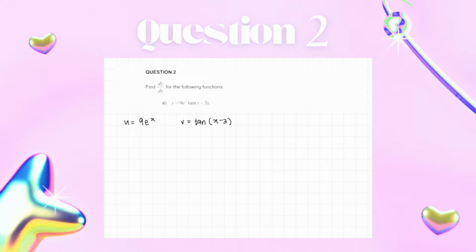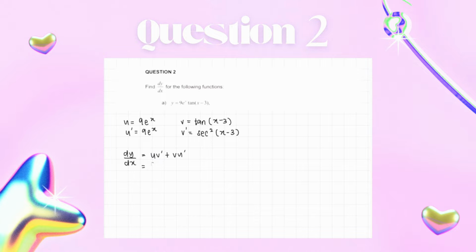Then I differentiate both parts. The derivative of u is u' equals 9e^x, because the derivative of e^x stays the same. For v, I use the chain rule. The derivative of tan(x minus 3) is v' equals sec^2(x minus 3). Then I apply the product rule, which is dy/dx equals uv' plus vu'.